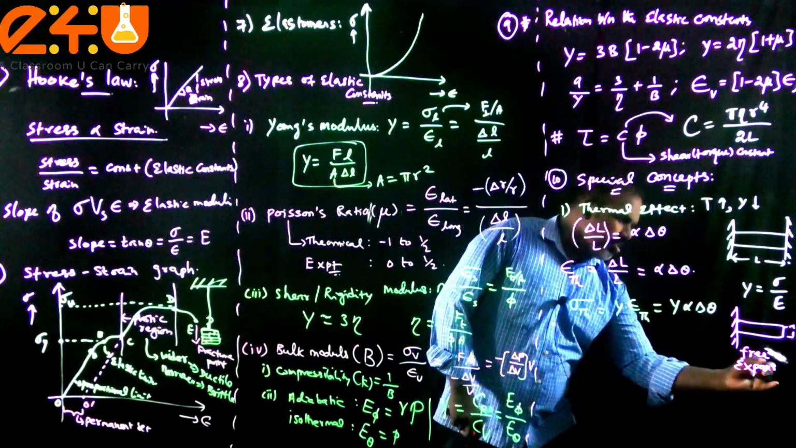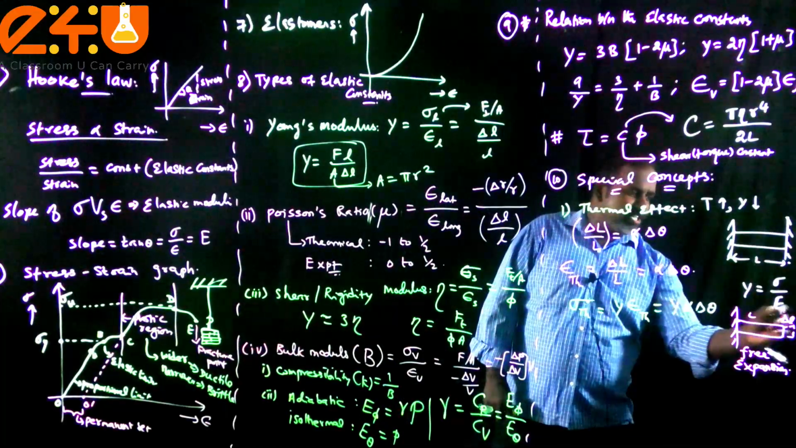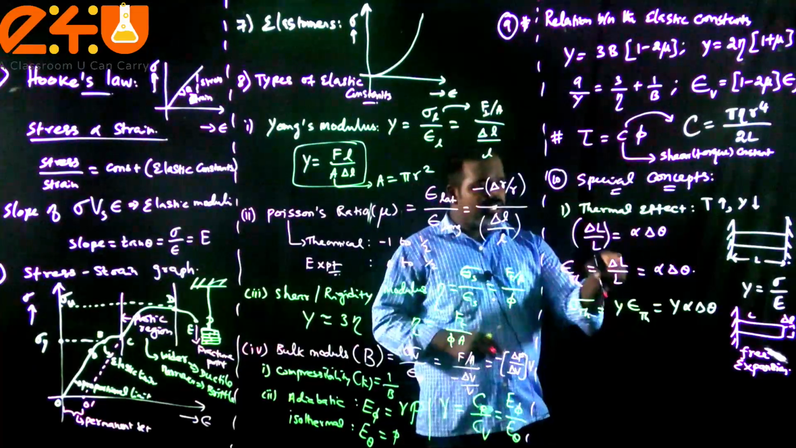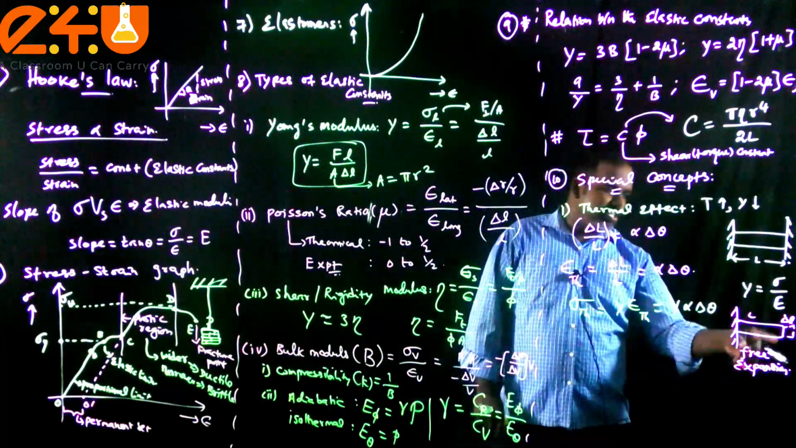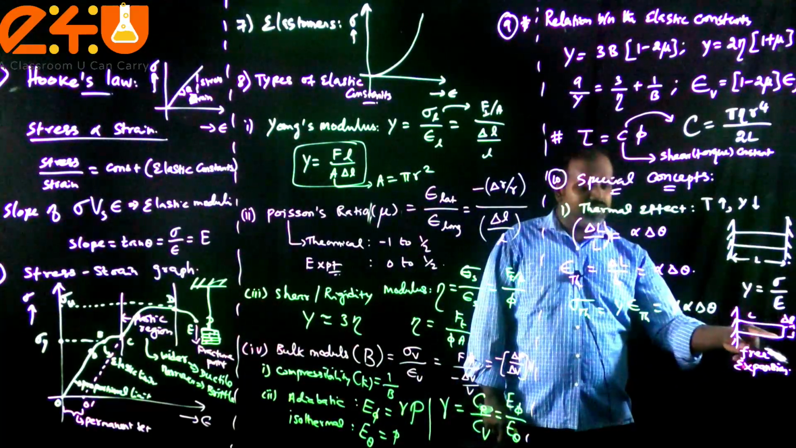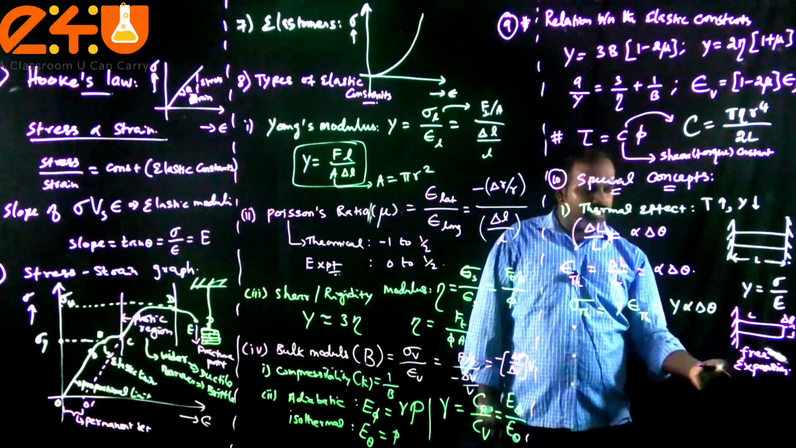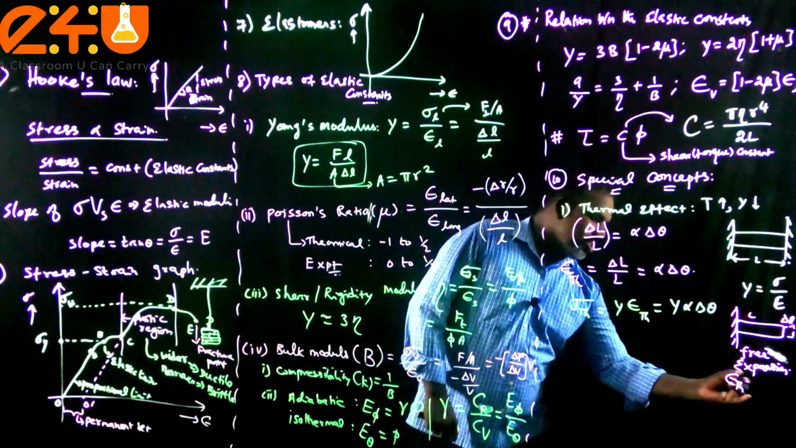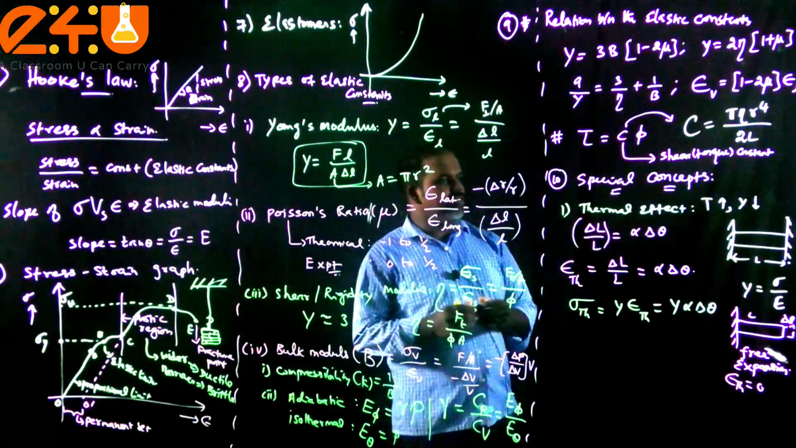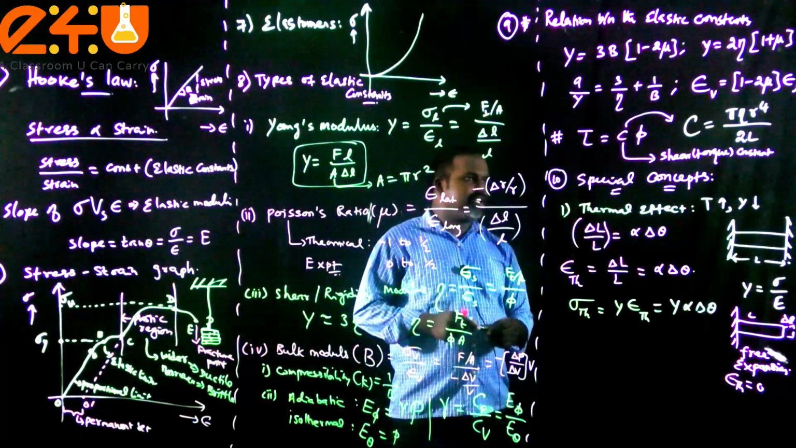So in the free expansion of the material, even though the length will change, we cannot say that, by definition, delta L by L is the strain, because the change in length will not produce any restoring force in that system. That's why for a free expansion, the thermal strain will be zero. That is the main thing we consider in this case.